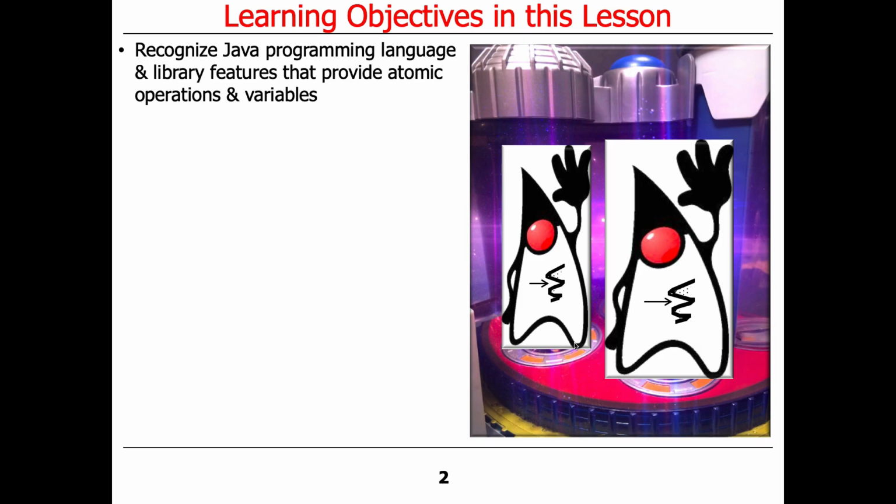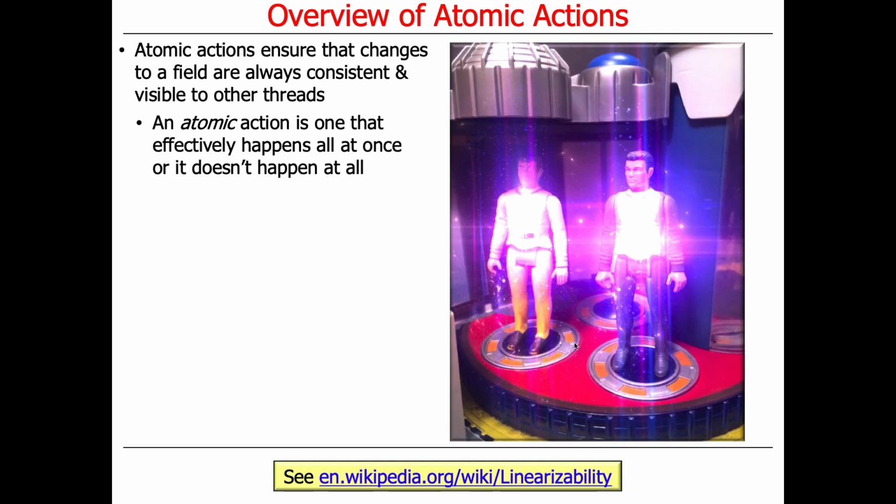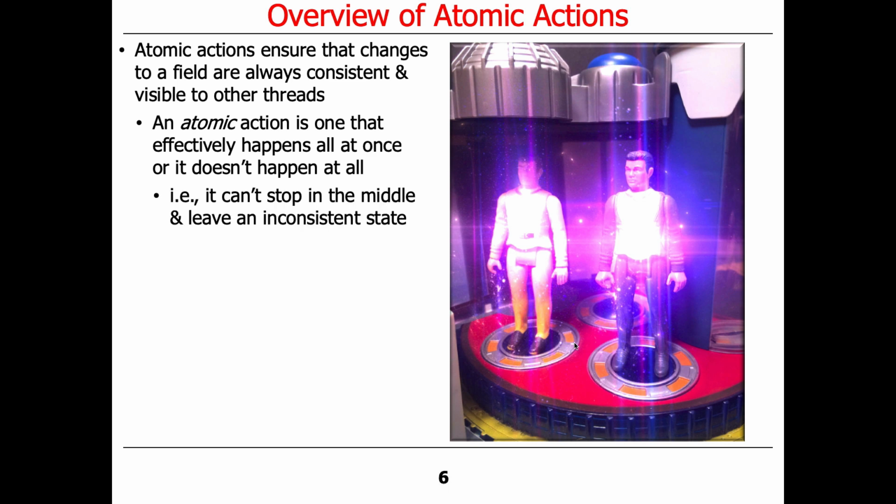And we'll discuss the programming language features and features that are part of the Java class library that provide atomic operations and variables. So atomic actions, which are very, very important at the core of all the concurrency stuff in Java, ensure that any changes that occur to fields or state or data, whatever you want to call them, are always consistent and will be made visible to other threads. So as we talked about, an atomic action is one that either happens all at once or doesn't happen at all. The most important thing is it can't stop in the middle and leave things in an inconsistent state.